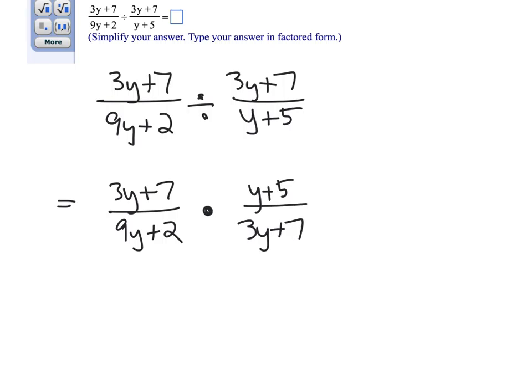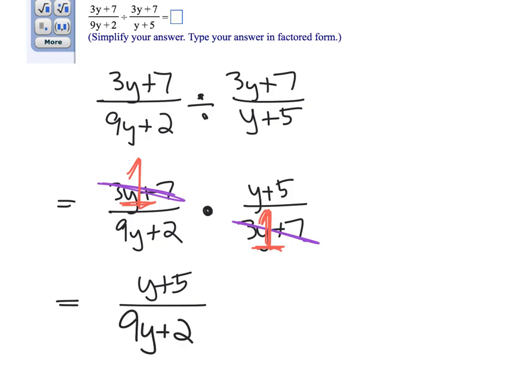And now we're looking for common factors, and sure enough, we see that 3y plus 7 and 3y plus 7 are common factors. We have no other common factors, and so technically I'm going to try and shrink and condense a step. So that's a 1 and that's a 1. So now we have 1 times y plus 5, so that's just y plus 5 over, and then down here we have 1 times 9y plus 2, so that's just 9y plus 2. And there is our answer.